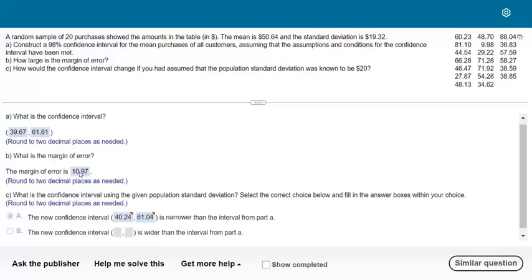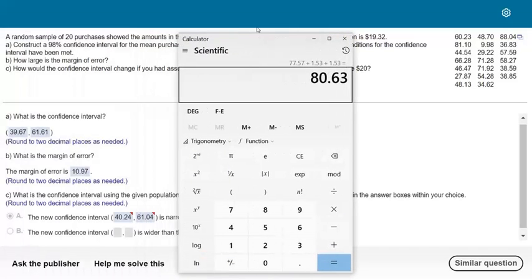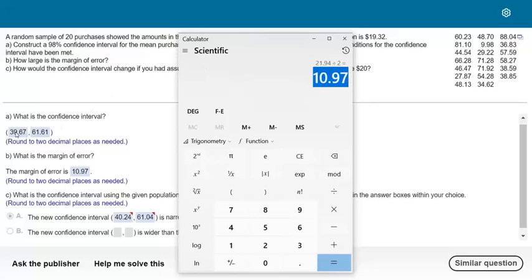The margin of error, that's the distance from the center of the confidence interval to one of the ends. So what you can do to quickly find the margin of error is take the upper bound, subtract the lower bound, and then divide it by 2. That's your margin of error, because that's the distance from the sample mean to the lower bound, or the sample mean to the upper bound.